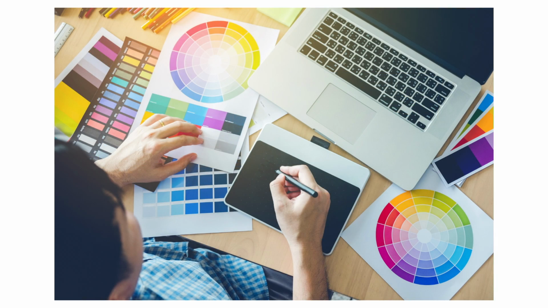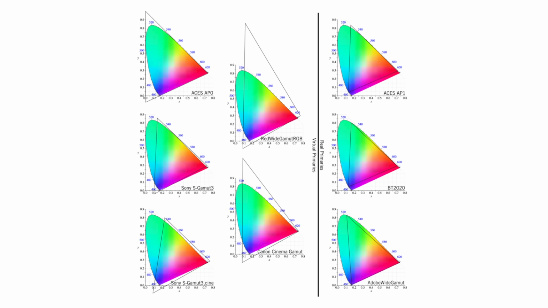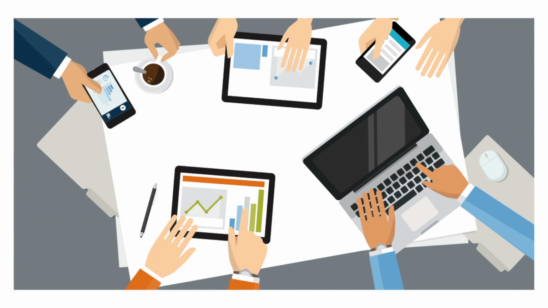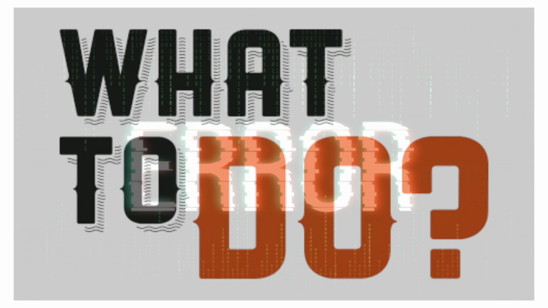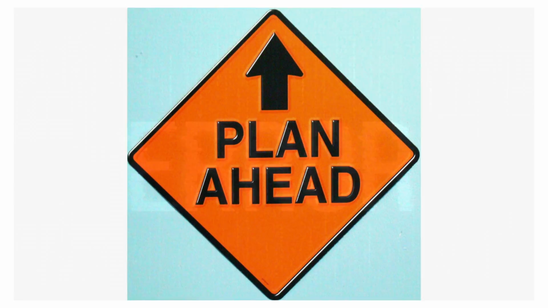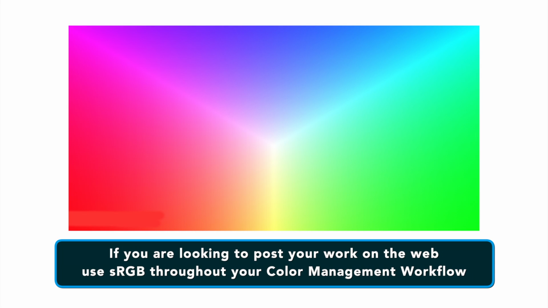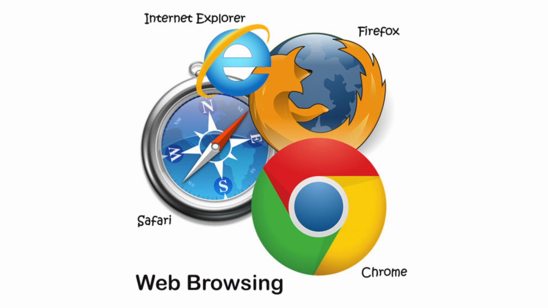This in turn will mean that when you work in ProPhoto RGB, you will evidently be forced to shift out of it and convert the colors to a different color space so they can be displayed on a monitor or seen on TV or printed or whatever. More conversions will result in a higher chance of making a mistake somewhere along your color management workflow. So what should you do? To reduce your potential for error, it is always best to plan around your end result. If you are looking to post your work on the web, it's probably better to stick with sRGB throughout your color management workflow because it is the industry standard color space for web browsers and web content.